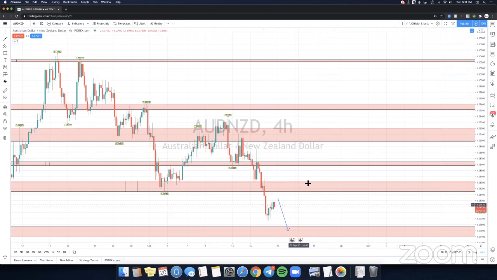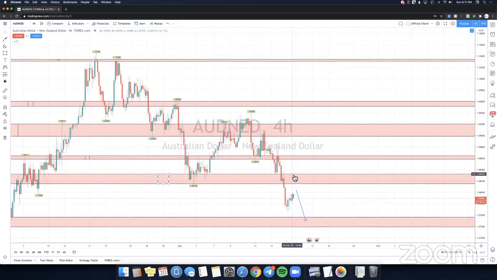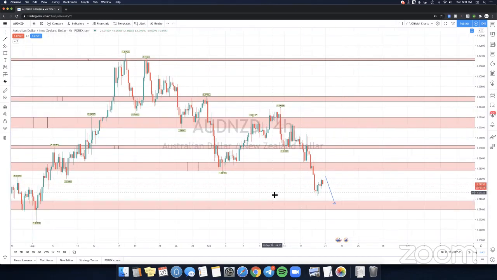So the upper zone right here is going to be 1.0832. So this is going to be the upper zone. And the lower zone right here is going to be 1.0739. I'm just rounding that down so you guys can have a cushion there.